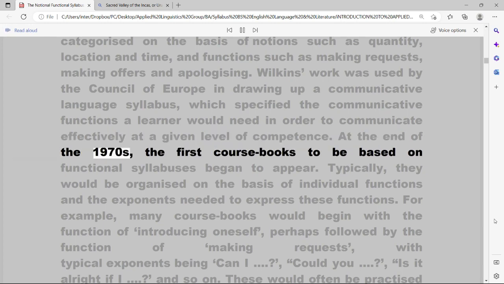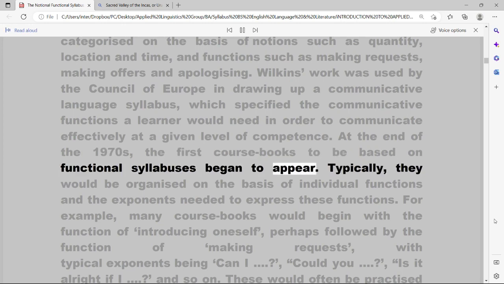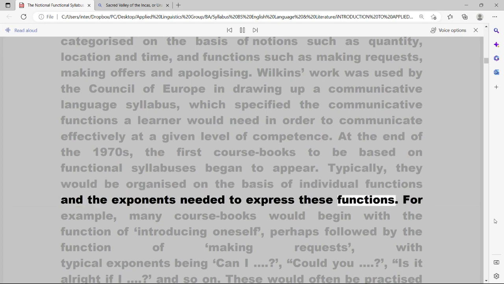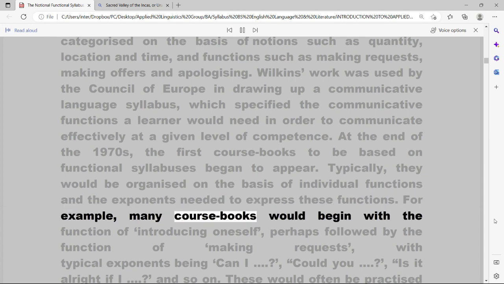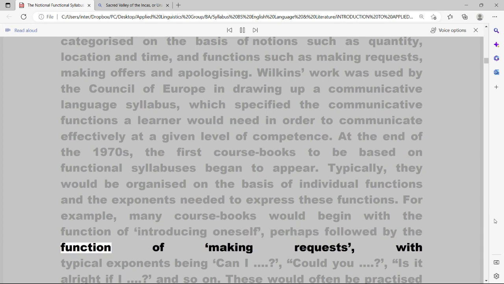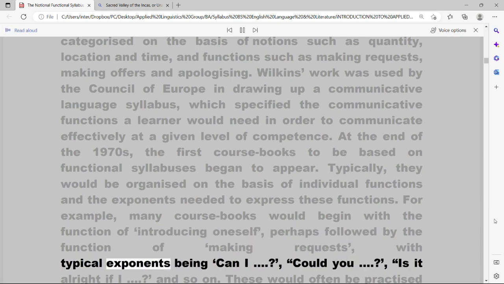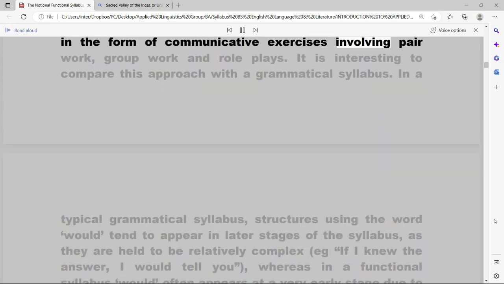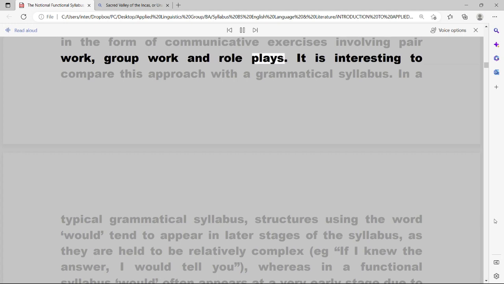At the end of the 1970s, the first course books to be based on functional syllabuses began to appear. Typically, they would be organized on the basis of individual functions and the exponents needed to express these functions. For example, many course books would begin with the function of introducing oneself, perhaps followed by the function of making requests, with typical exponents being, can I, could you, is it all right if I, and so on. These would often be practiced in the form of communicative exercises involving pair work, group work and role plays.